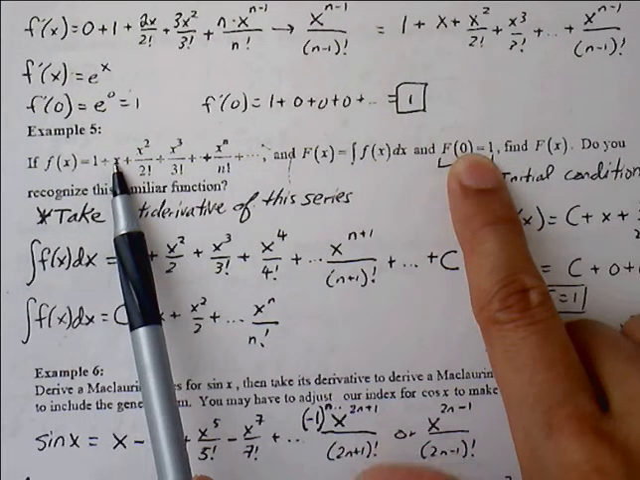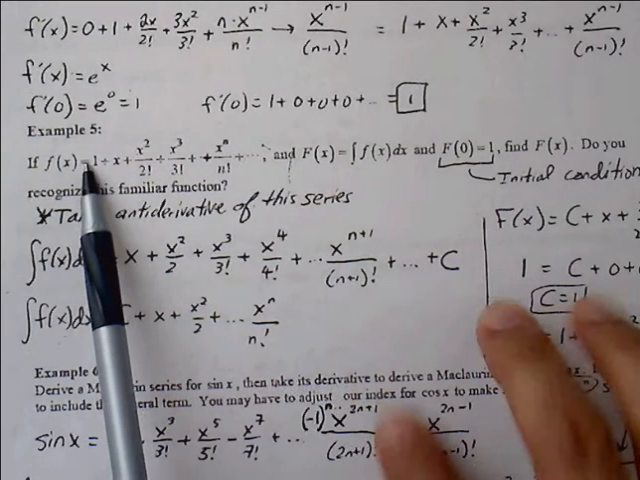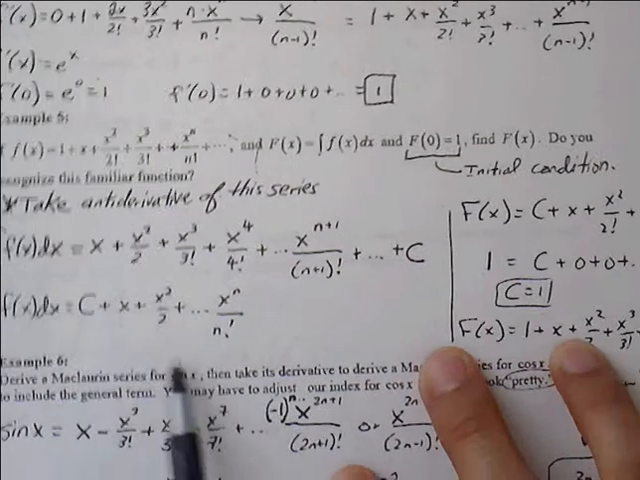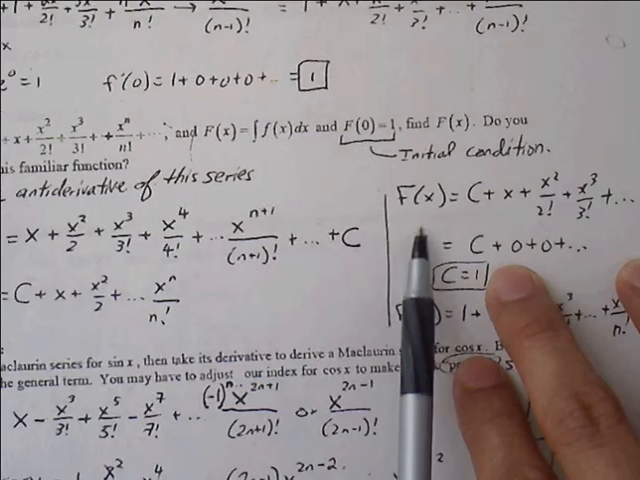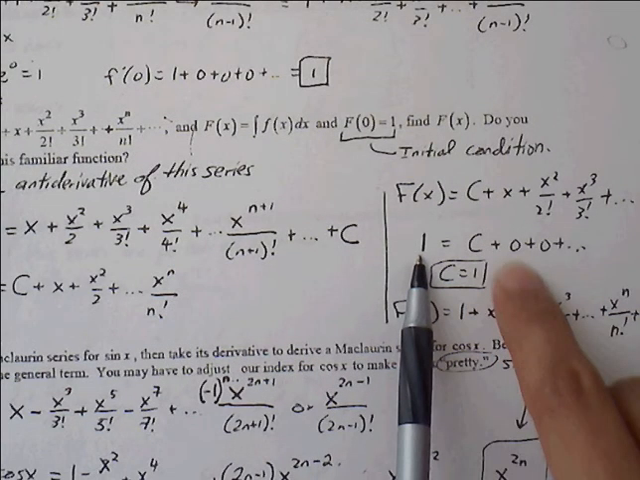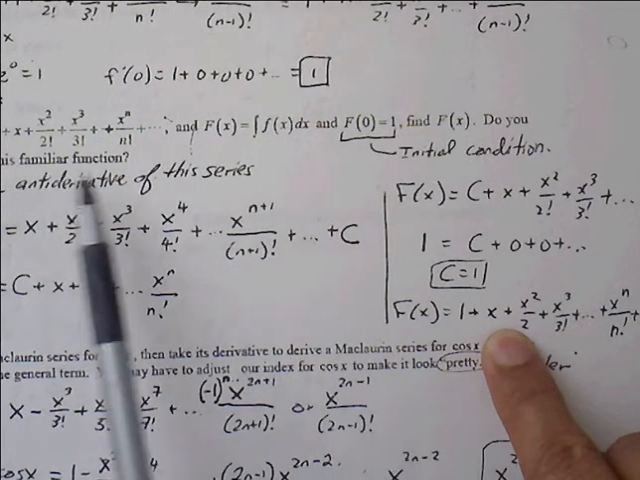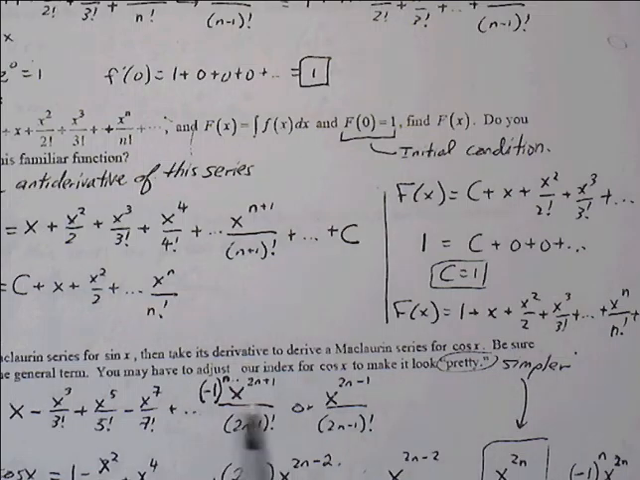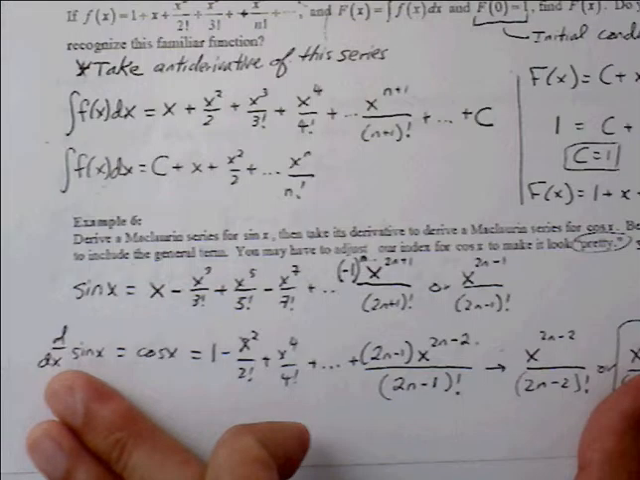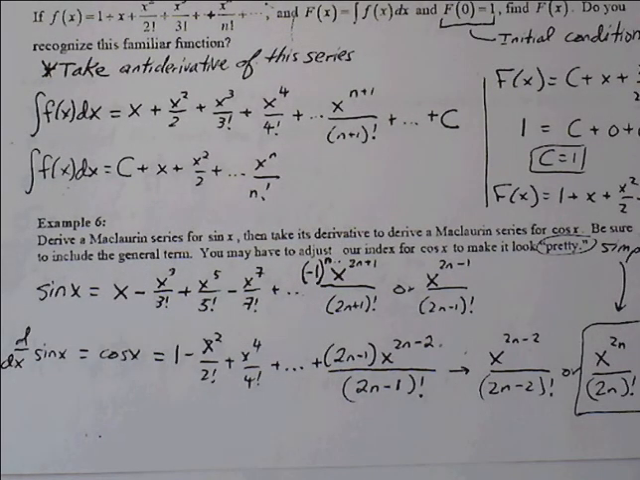Now, they tell us that f of 0 is 1, so we can actually solve for c and show that c is going to be equal to 1. Because if I replace every x with 0, and replace f of x with 1, I can then see that c is also going to be equal to 1. And the antiderivative of this function is going to end up as the same, which matches with the property that we know with e to the x. All right, example 6: derive a Maclaurin series for sine of x, then take its derivative to derive a Maclaurin series for cosine of x.